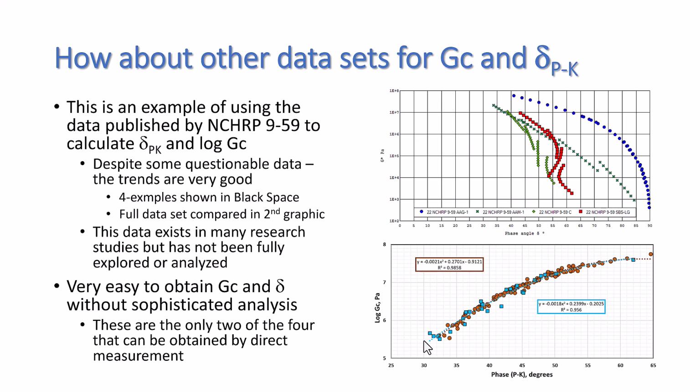And even the fact that the data set produced by 959 does have a little bit of feathering in terms of discontinuities here. Maybe I'd like this data to be a little bit cleaner and to go a little bit further. We still end up with an R squared of 0.96. So it's still a very good relationship. So these are the only two of the four parameters that can be obtained by direct measurement. And when you can measure things directly, that's a huge advantage.